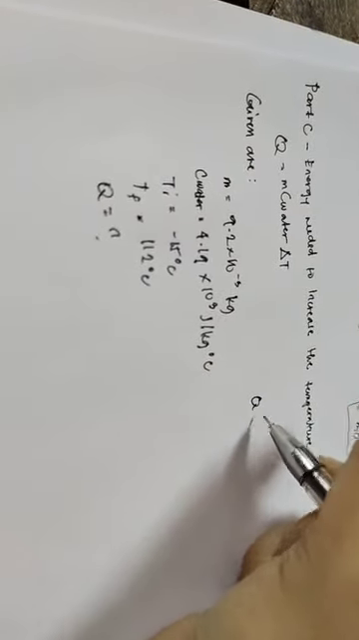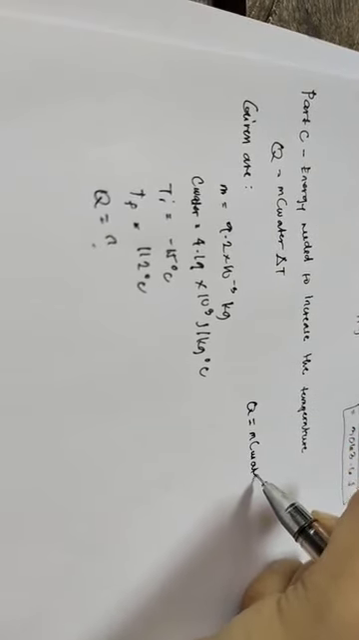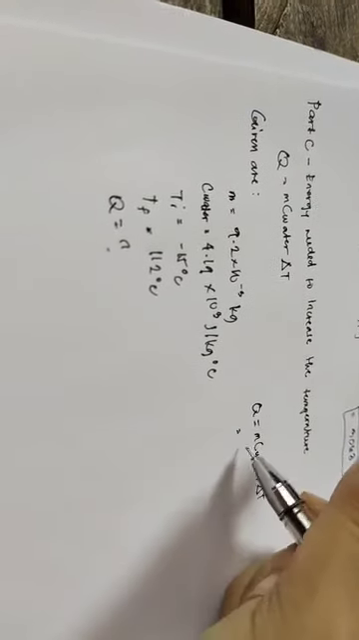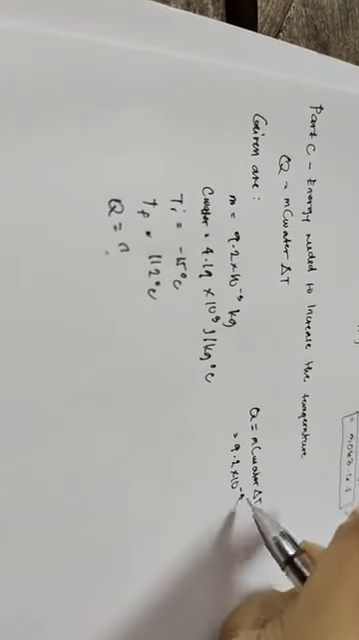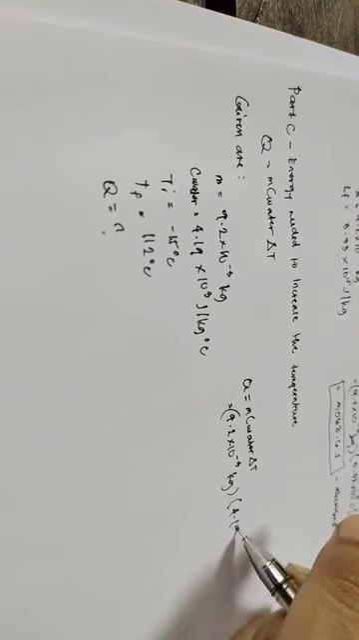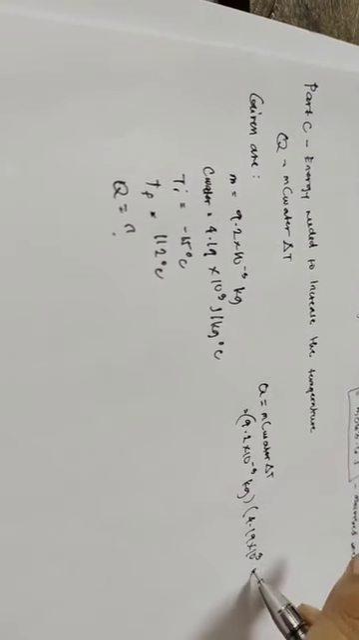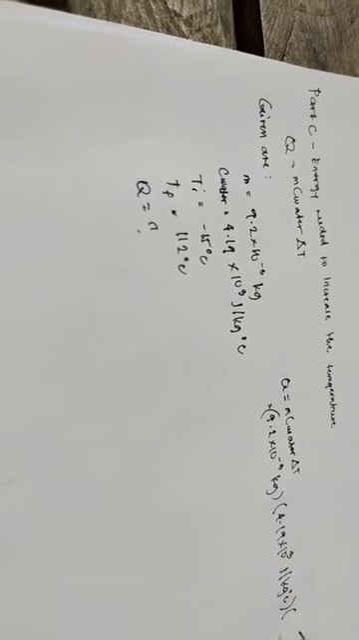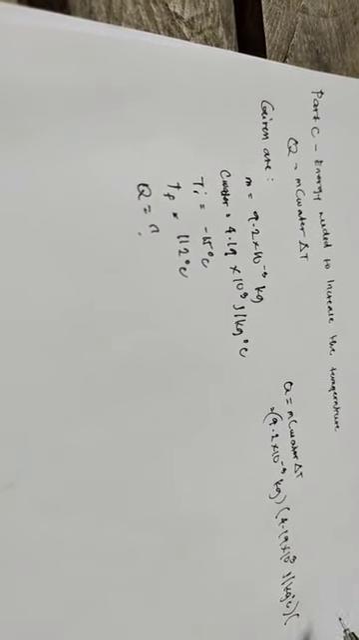So let's solve it using the equation Q = mcΔT. Let's substitute the given. The mass is 9.2 times 10 raised to the power of negative 3 kilogram. Next is 4.19 times 10 raised to the power of 3 joules per kilogram degrees Celsius. And the change of temperature, which is the final temperature minus the initial temperature, so 112 degrees Celsius minus negative 15 degrees Celsius.